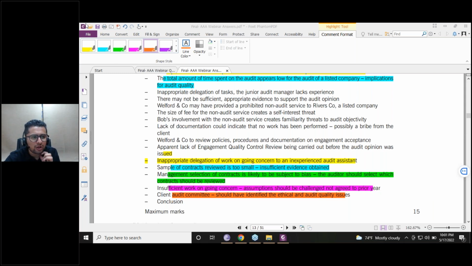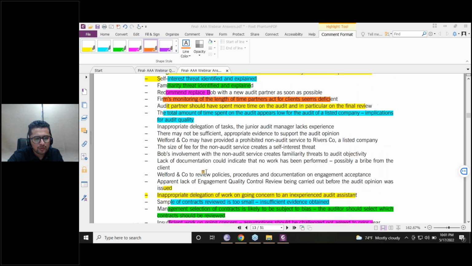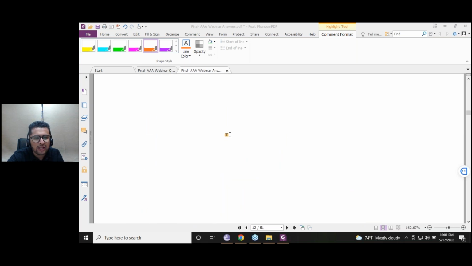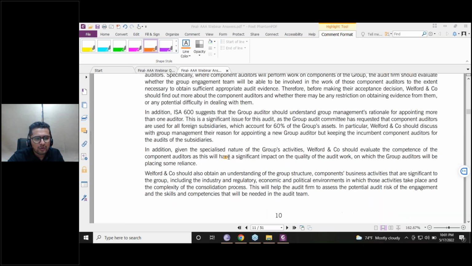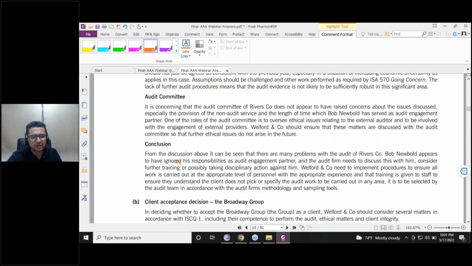Okay, let's explore the conclusion. So the conclusion could give you 1 mark. What could be the conclusion? Conclusion: from the discussion above, it can be seen that there are many problems with the audit of Reverse Company. Bob appears to have ignored his responsibilities as the audit engagement partner, and the audit firm needs to discuss this with him, consider further training or possibly taking disciplinary action against him.